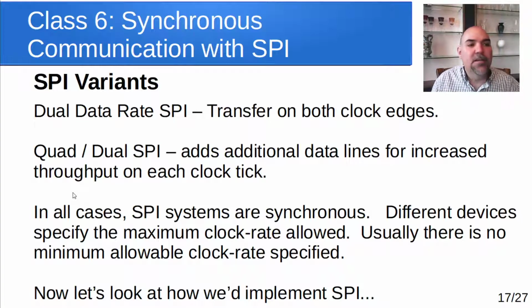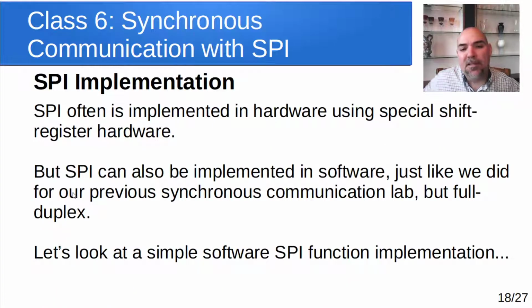So let's look at how you'd implement SPI, and this will be the last couple things we do today. SPI is often implemented in hardware using special shift register hardware. But if we're on the microcontroller side, we can also implement what's called soft SPI, which is a software implementation, just like we did with our previous synchronous communication lab. We can get away with that because the clock rate can run slowly or quickly, and we can handle that in software by putting in delays or taking out delays. So let's look at a simple software SPI function implementation.